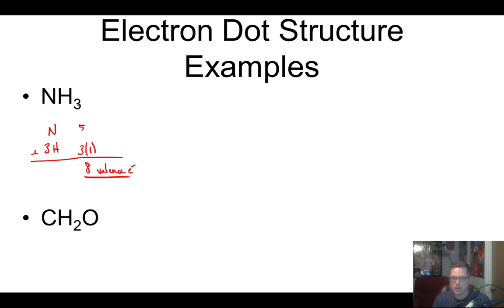I'm going to put NH3, and I have to decide which one is going to be in the middle.